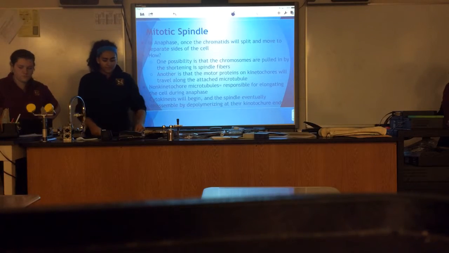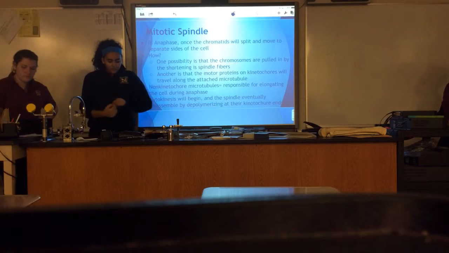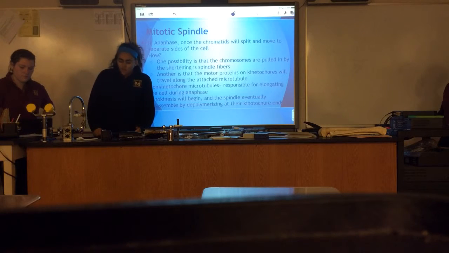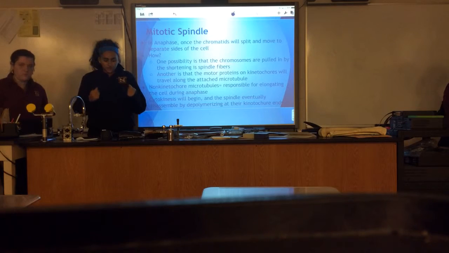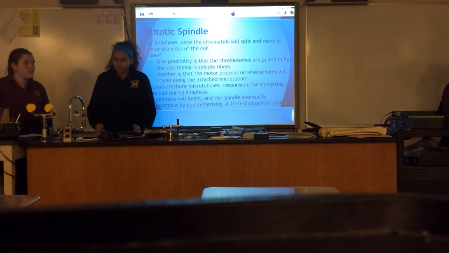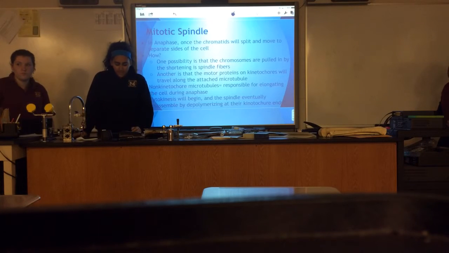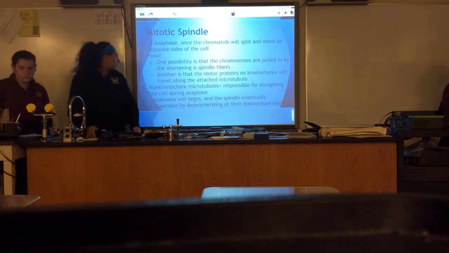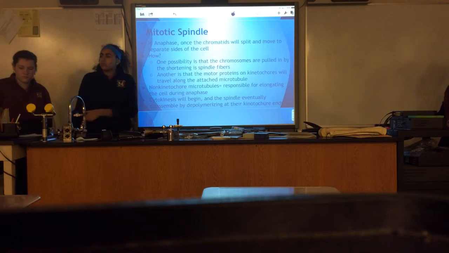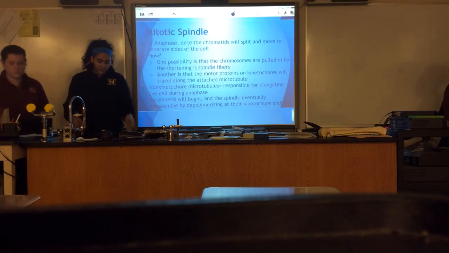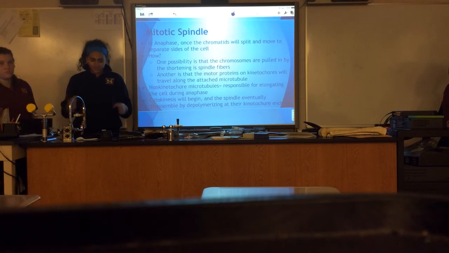In anaphase, the chromatids split, and there are two possibilities as to why this might happen. One possibility is that the microtubules shorten, and as a result of the shortening, the poles drive the chromosomes apart to opposite sides. But another theory, which a lot of experiments have supported, is that there are motor proteins on the kinetochores that travel along the spindle microtubules. The microtubules that aren't attached to kinetochores, the non-kinetochore microtubules, are responsible for making the cell longer so that it's big enough to separate.